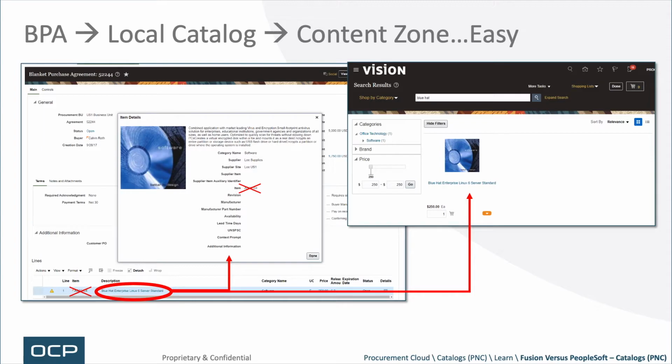This is on the BPA. The BPA becomes, with the click of a button, not hard, the local catalog. And then in the content zone, which we'll talk about last, it makes it easy to display or not display this particular catalog item or local catalog to users.